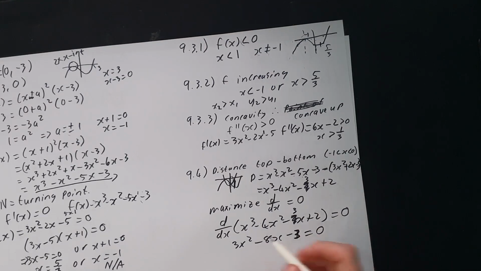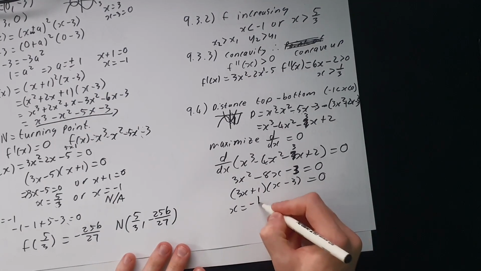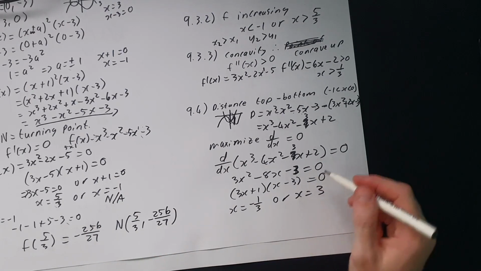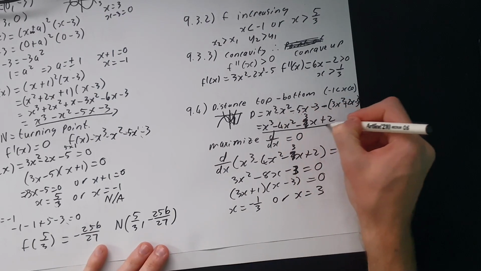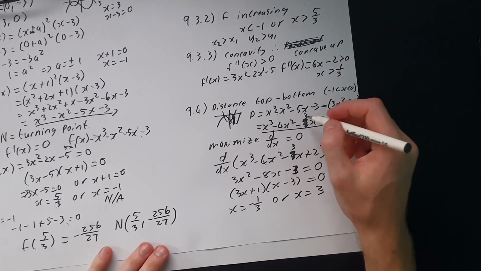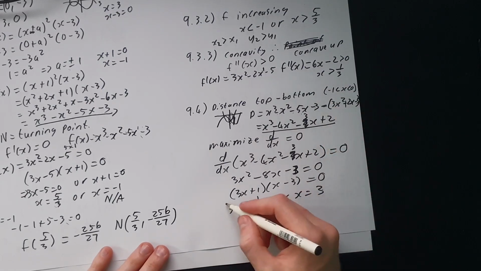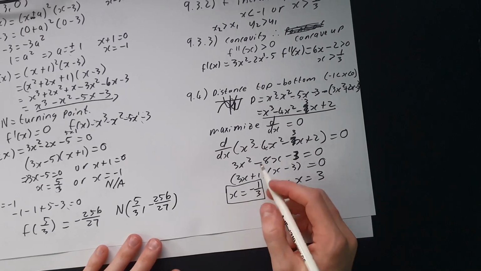Okay, so now when we find the factors of this, it's 3x plus 1, and then over here we're going to have x minus 3 equals 0, so we'll have x equals negative 1 over 3, or x equals 3. Now we have to substitute these two numbers back into the distance formula and see which one gives us the highest value. If you check both of them by substituting them in, you're going to find that negative 1 over 3 is the one that gives you the highest value.